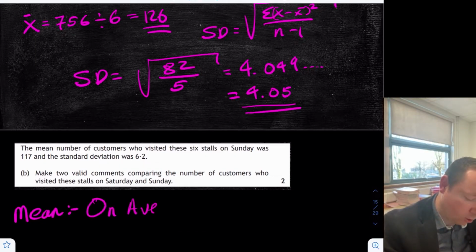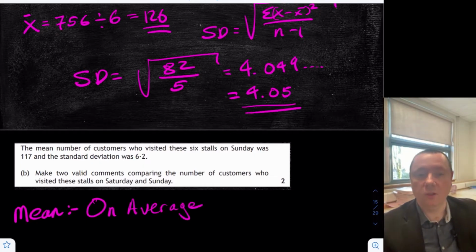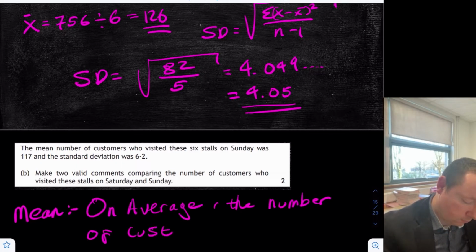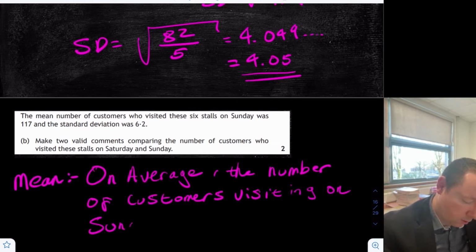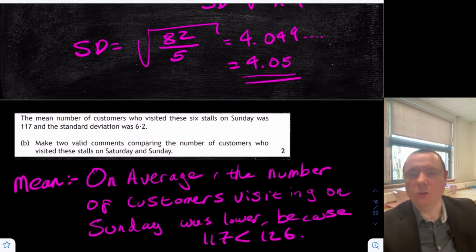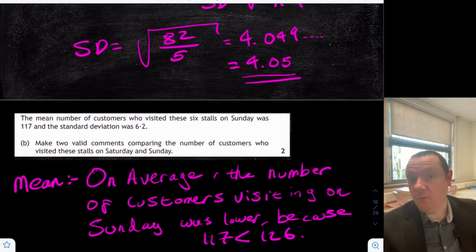On average is the word you always need to use. If you don't use on average, you don't get a mark. The number of customers visiting on Sunday was lower. That's enough to get your mark, but I might just write because 117 is less than 126. You could have also said on average the number of customers visiting on Saturday was higher because 126 is bigger than 117, whatever way round you prefer.